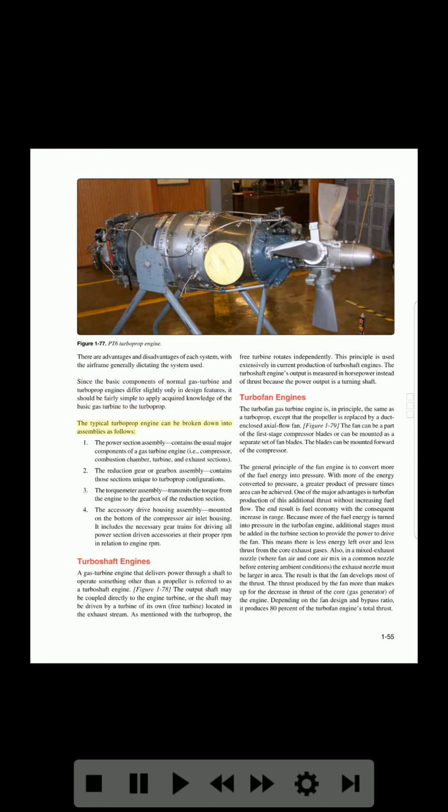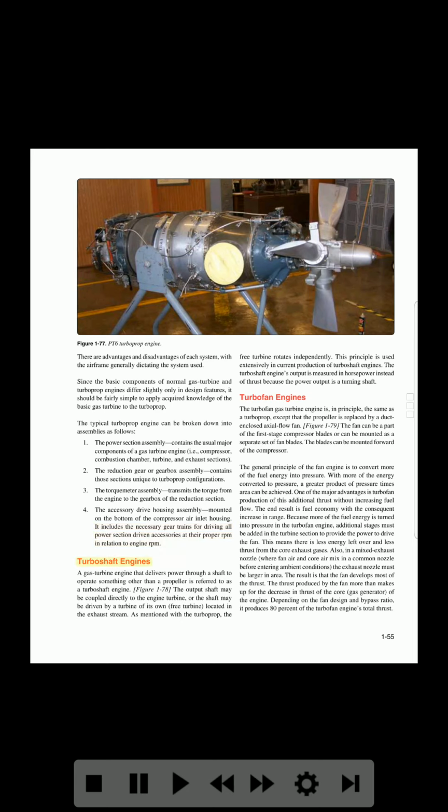The typical turboprop engine can be broken down into assemblies as follows. 1. The power section assembly contains the usual major components of a gas turbine engine, that is, compressor, combustion chamber, turbine, and exhaust sections. 2. The reduction gear or gearbox assembly contains those sections unique to turboprop configurations. 3. The torque meter assembly transmits the torque from the engine to the gearbox of the reduction section. 4. The accessory drive housing assembly, mounted on the bottom of the compressor air inlet housing. It includes the necessary gear trains for driving all power section-driven accessories at their proper RPM in relation to engine RPM.